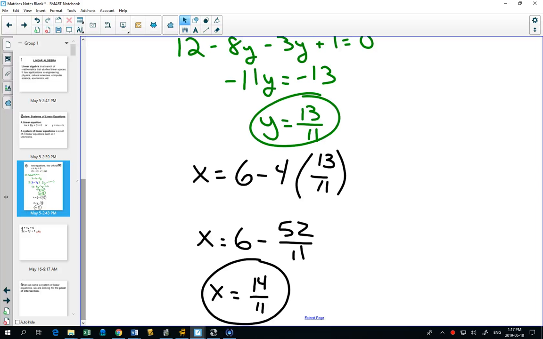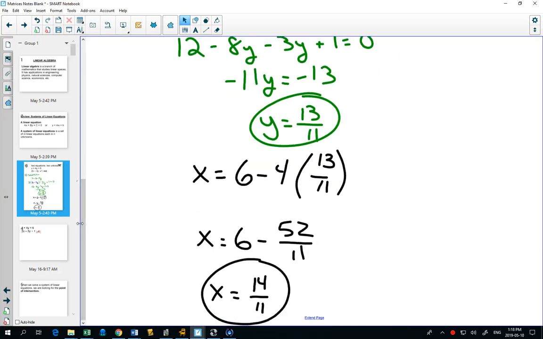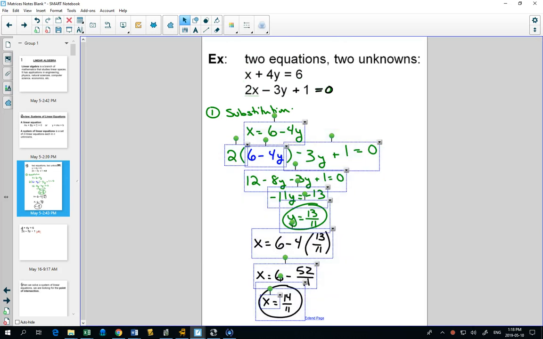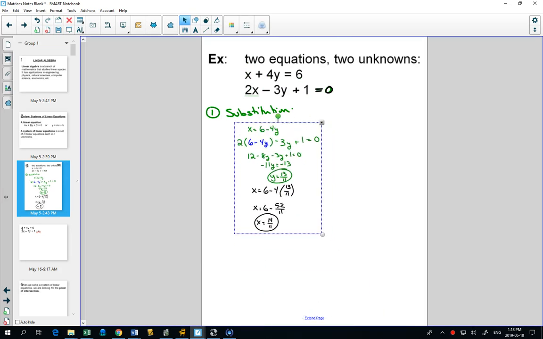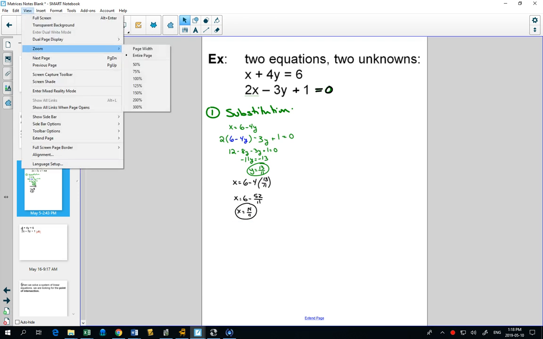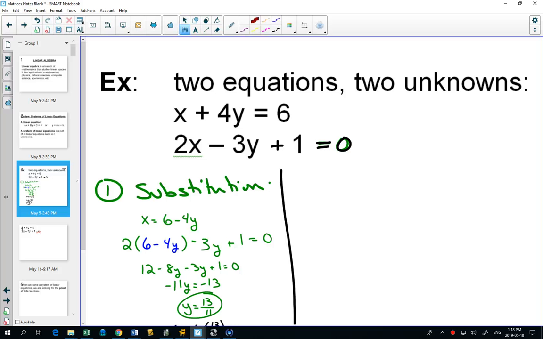So that was method 1 for solving a system of equations. I'm going to take method 1 and make it smaller so it fits nicely over there, and split my page in half and say method 2.